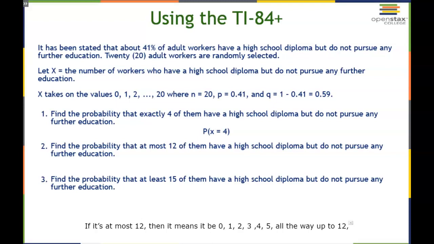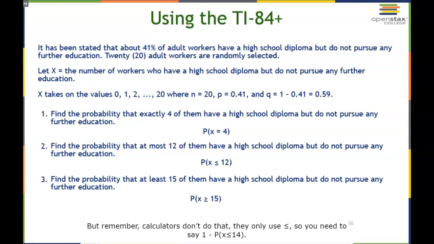If it's at most 12, then it means it could be 0, 1, 2, 3, 4, 5, all the way up to 12. So X is less than or equal to 12. So we need to find the probability of X is less than or equal to 12. And if it's at least 15, then it means 15, 16, 17, 18, 19, 20. So the probability that X is greater than or equal to 15. But remember, calculators don't do that. They only use less than. So we need to say 1 minus the probability of X is less than 15.